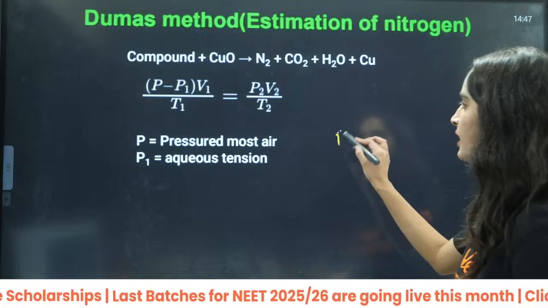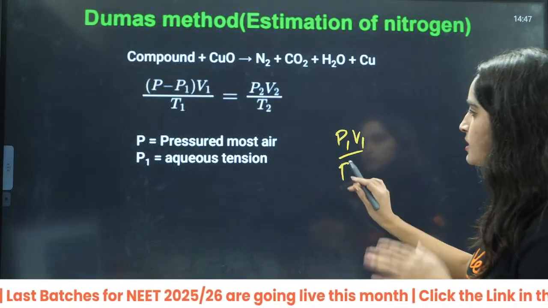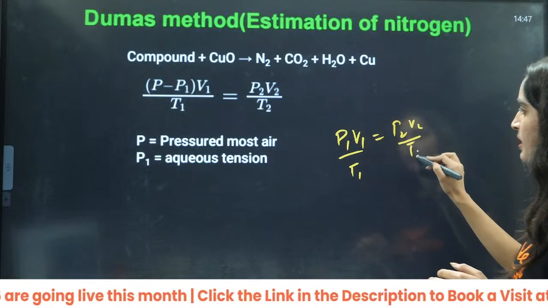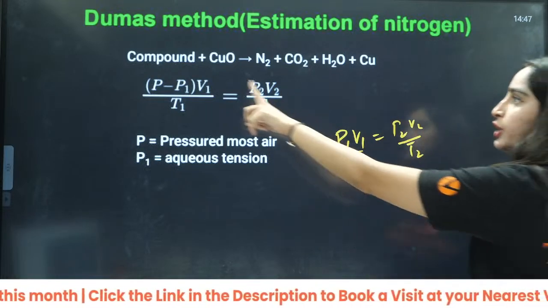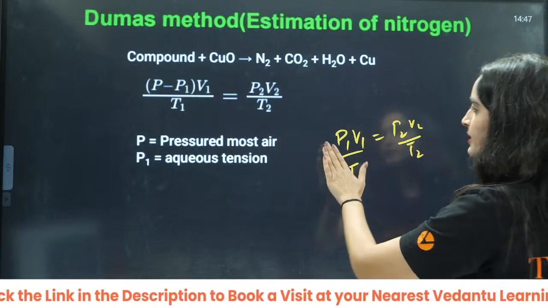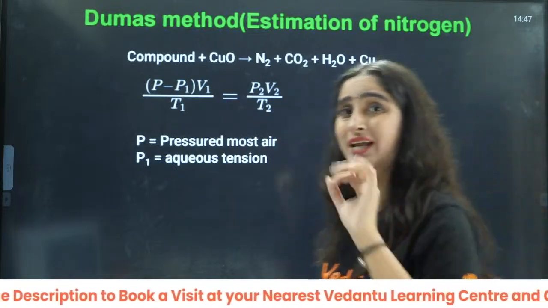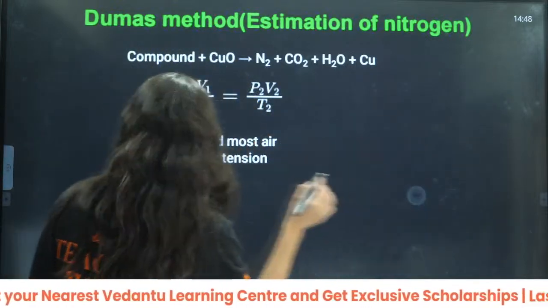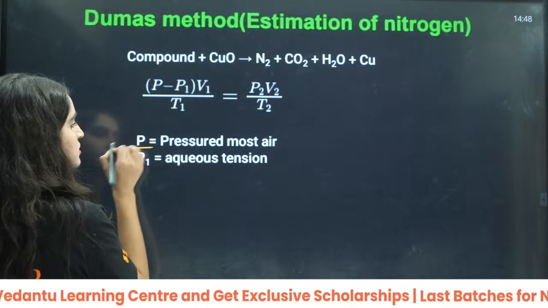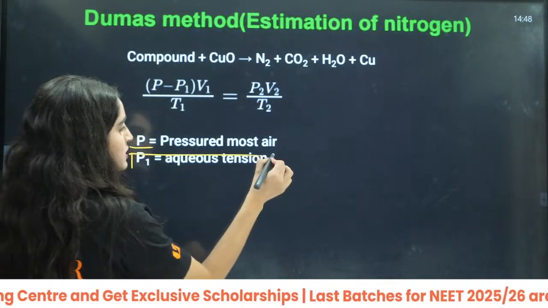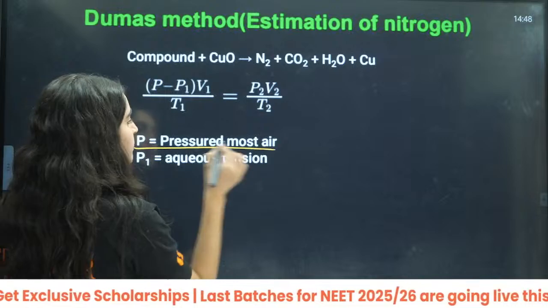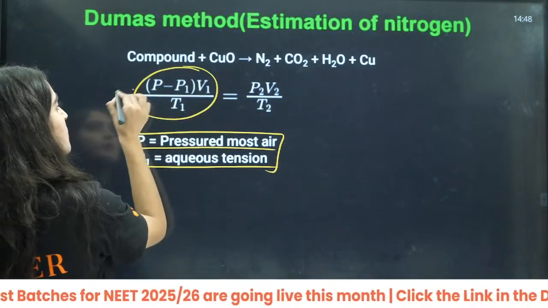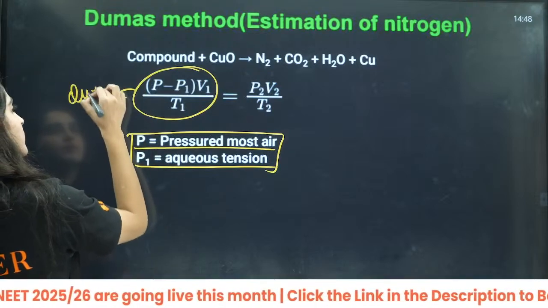We know that in the ideal gas equation, we have P1 V1 by T1 equals P2 V2 by T2. Right? With this P1, you have just this extra P here. That extra P is the aqueous tension. Beta, we will also do numericals on this. This P is your aqueous tension, and P1 is the pressure of moist air. This is very important. Now, all these terms will be given in the question.